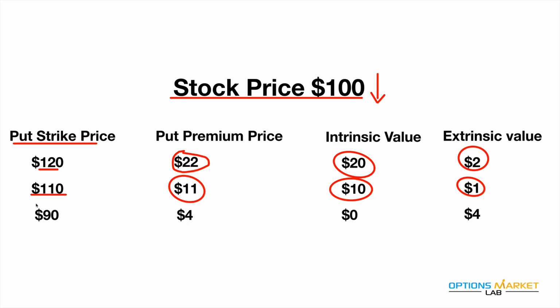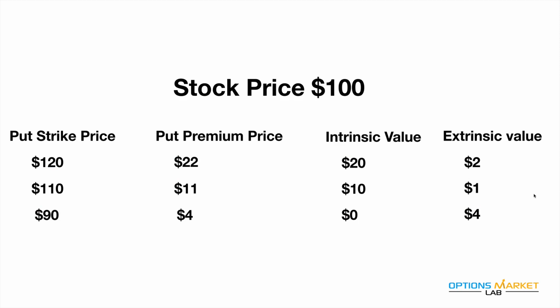If it's $90, again, this is way out of the money for a put contract, and the premium is $4. That means there is no intrinsic value. The only thing it will carry is $4 of extrinsic value. Extrinsic value is where most of our out of the money contract premiums are made up. What derives that is the change in implied volatility. So let's go over implied volatility next.